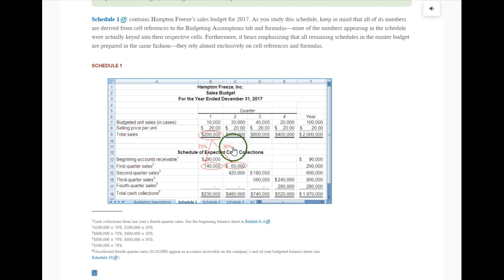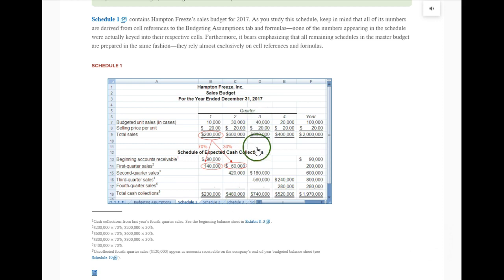In the second quarter, the pattern's the same. Units times unit price, $600,000 in sales. We triple sales. How much of these sales will we collect in this quarter? $600,000 times 70% will be $420,000. And we also collect 30% of the previous quarter's sales. So in quarter number two, we collect a total of $480,000, which is 70% of the current quarter's sales and 30% of the previous quarter's sales.